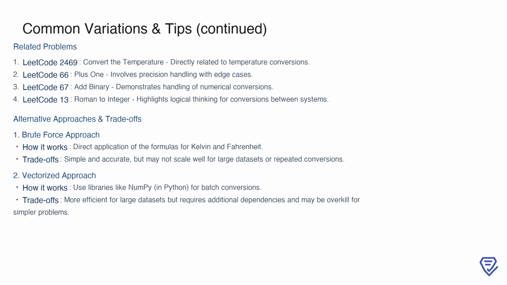Beyond related problems, there are alternative solution approaches to consider. A brute force approach involves directly applying the formulas for Kelvin and Fahrenheit conversions. This method is straightforward and accurate but may not scale well for large datasets or repeated conversions. For more efficiency, a vectorized approach using libraries like NumPy in Python allows for batch processing of conversions, making it ideal for handling large datasets. However, this method introduces additional dependencies and might be overkill for simpler use cases. Choosing the right approach depends on the specific requirements and constraints of the problem.